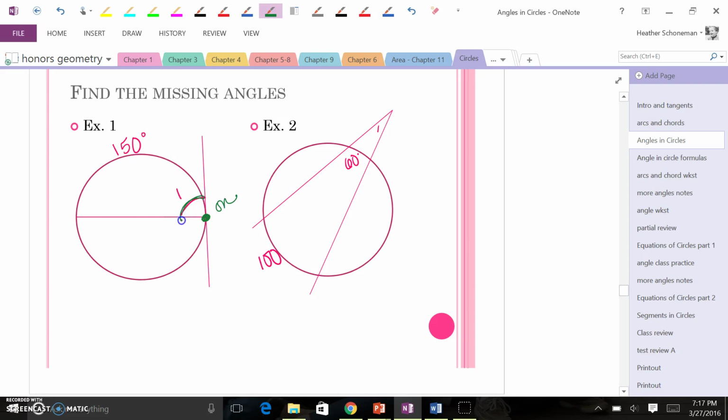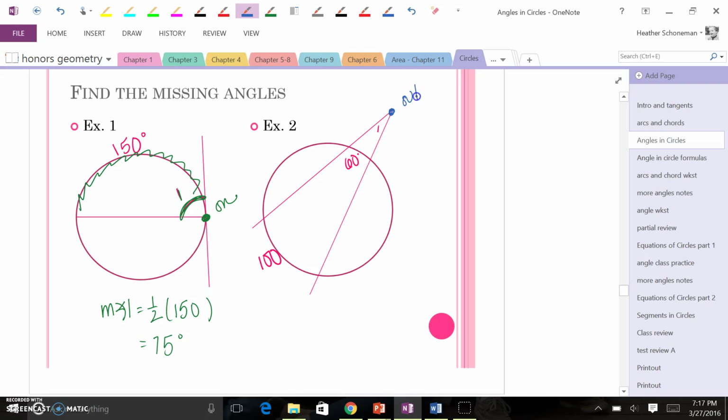Alright, example 1. The vertex is right here on the circle. So when it's on the circle, and this 1 is saying angle 1, not 1 degree, the measure of angle 1 equals 1/2. Well, when it's on the circle, it's half of the intercepted arc, which is 150. That's just going to be 75 degrees. Okay? Even when the equations are simple, if you make yourself set them up, you're going to be better off.